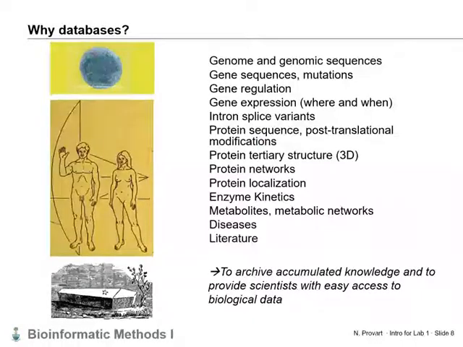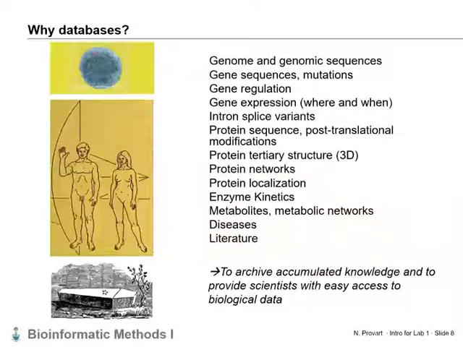And we might be interested in genome and genomic sequences, gene sequences and mutations, gene regulation, where a given gene is expressed and when. That can tell us about the function of a gene, what happens when introns aren't spliced properly, or when they are spliced properly but create variants. We can think about protein sequences and some post-translational modifications, such as phosphorylation of proteins. Look at how the proteins fold up to create small machines, basically, that do the things that we need them to do inside our bodies.